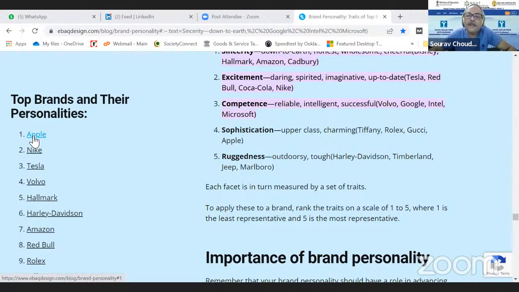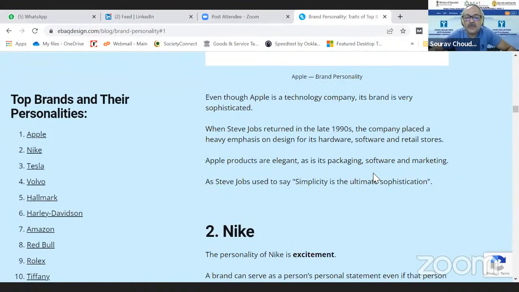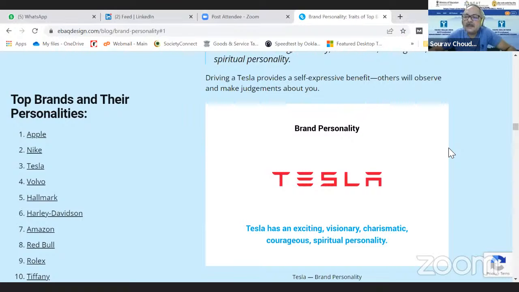So Apple, what does Apple say? Okay, so Apple is sophistication. Can you see this here? Yeah. Okay, so what does Nike say? Luxury. Okay, so when you talk about sophistication, then what? So where does that come?